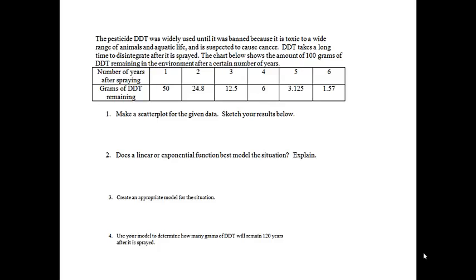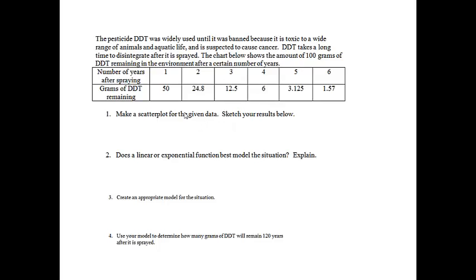All right, the pesticide DDT was widely used until it was banned because it is toxic to a wide range of animals and aquatic life, and is suspected to cause cancer. DDT takes a long time to disintegrate after it is sprayed. The chart below shows the amount of 100 grams of DDT remaining in the environment after a certain number of years. So we can look at our chart: after 1 year, there were 50 grams remaining, 2 years, 24.8, and so forth. Okay, it asks us to make a scatter plot for the given data.